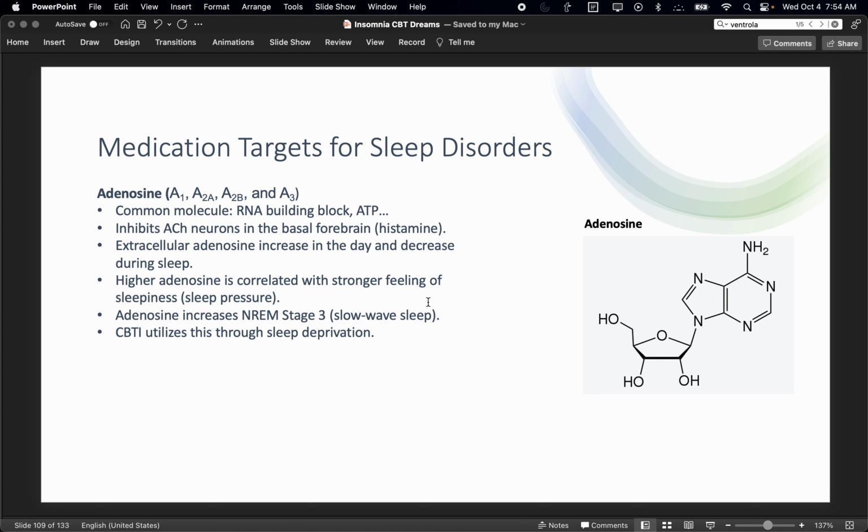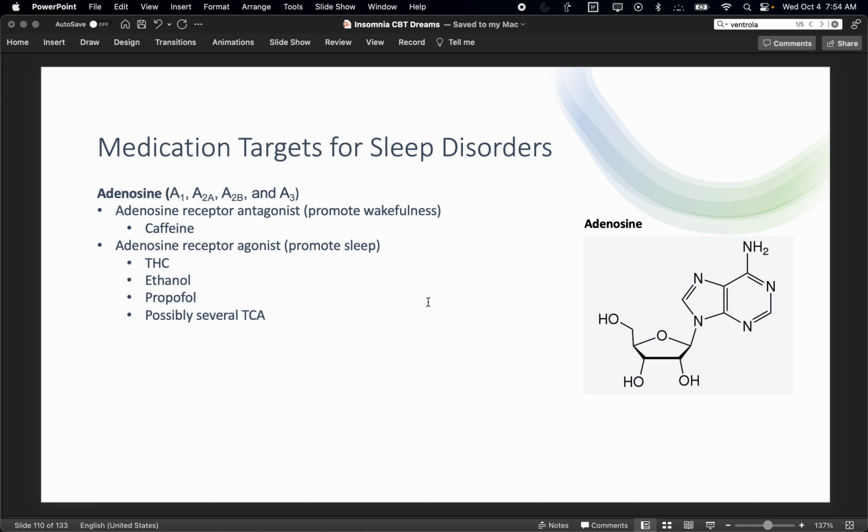A better take-home point is that CBT-I, cognitive behavioral therapy for insomnia, utilizes the idea of adenosine when it does sleep restriction or sleep deprivation, however you want to look at it. It's keeping people awake, no naps, and reducing the amount of time they're asleep at night, their sleep window. As you shrink it down more and more, adenosine will build up more and more, and that sleep pressure should get more and more. There you go.